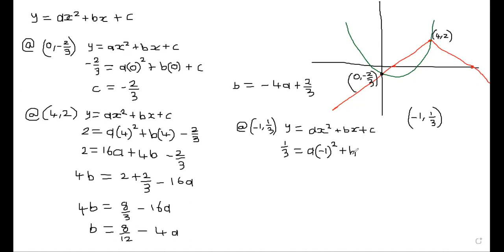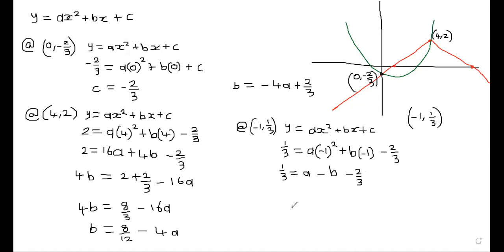B, we don't know B, but we know X is still -1. And C, we know C is -2/3. All right, let's continue. 1/3 equals to -1 squared is just +1, and that times A will be just A minus B, okay, minus 2/3.